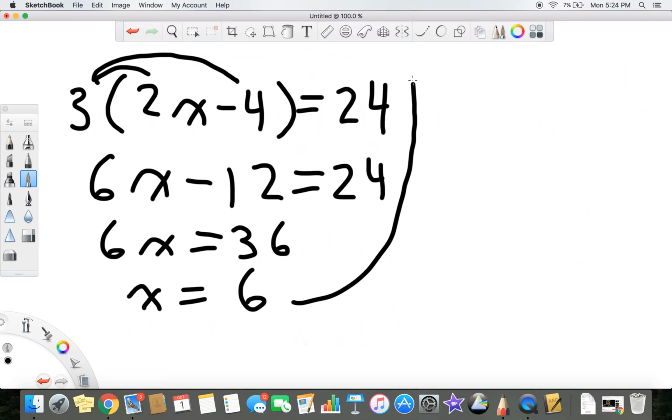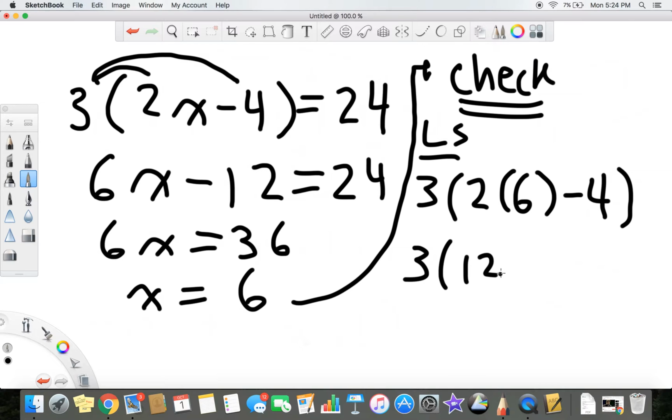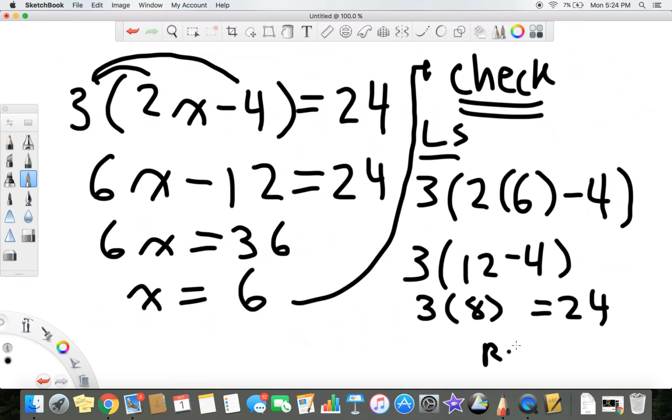Well, as always with these equations, we check our answers. So the left side is 3 bracket 2 bracket 6 minus 4. And when we substitute a number in for a variable, we always want to put it in brackets. So brackets go first. 2 times 6 is 12 minus 4. Brackets are still first. 12 minus 4, that is 8. 3 times 8, that is 24. And if you notice, the right side equals 24 as well. So this answer is correct.